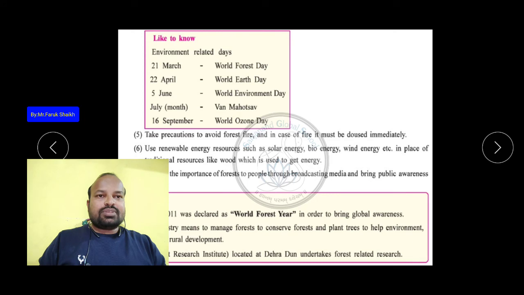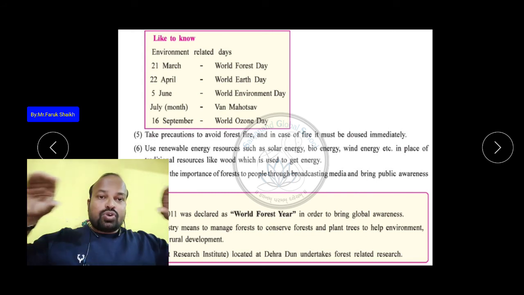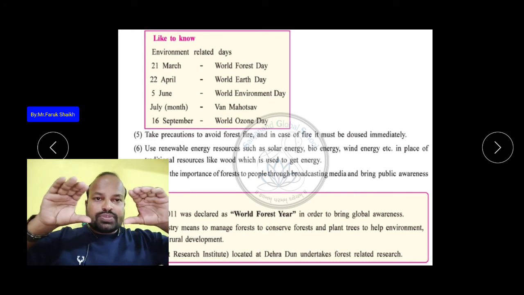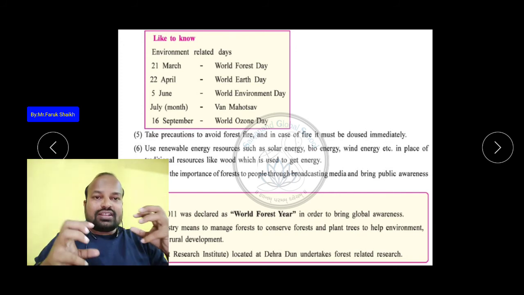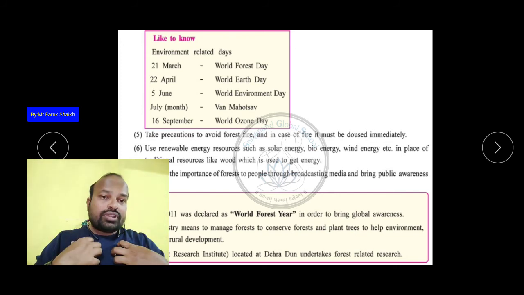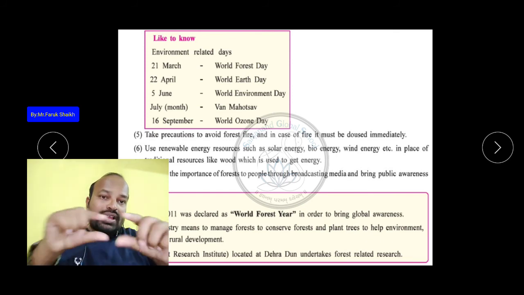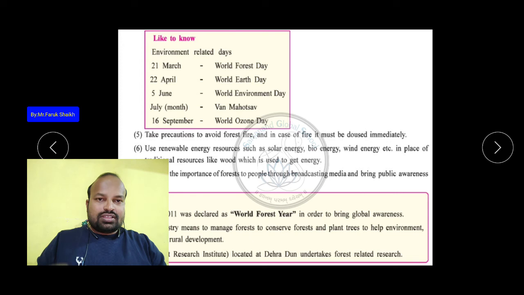Then the 16th September, the World Ozone Day. The ozone gas is very important for us, because the ozone layer absorbs the very harmful ultraviolet rays which are produced by the sun, that is, the UV rays that come out of the sun, which are harmful for our body and for the vegetation. These rays are absorbed by this ozone layer, the ozone gas.